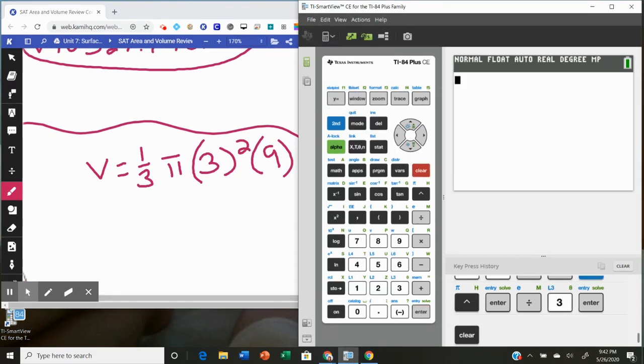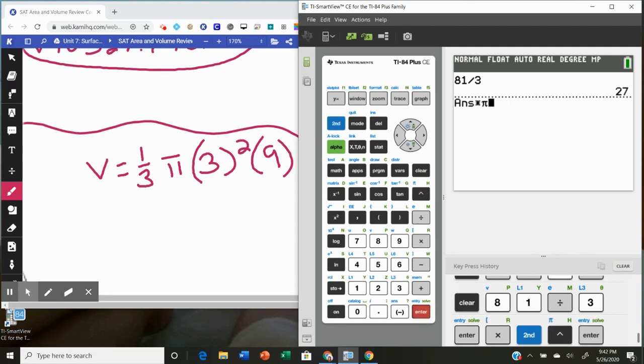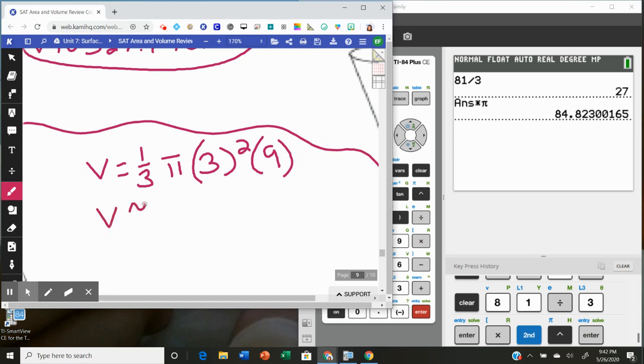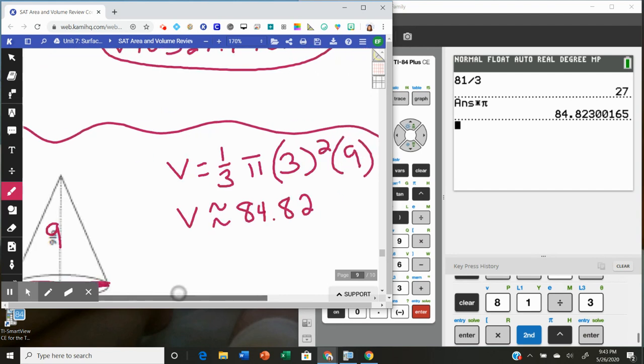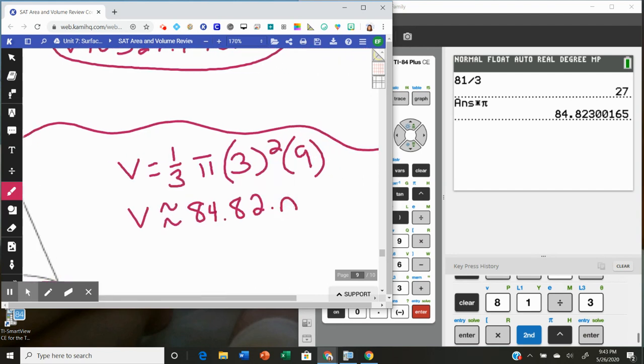let's do it. 3 squared is 9. 9 times 9 is 81. 81 divided by 3. And then we just need to multiply it by pi. I know I went a slightly different order that time. Multiplication is commutative, which means the order doesn't really matter. But we get a final answer. Hopefully you guys agreed with me. Final answer is 84.82. And we're looking at inches cubed.